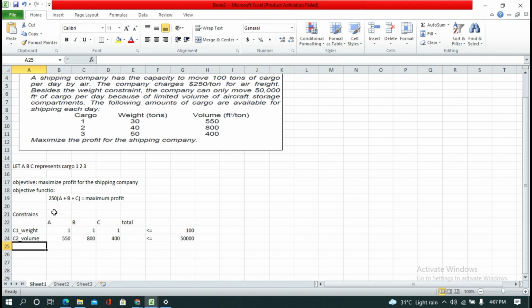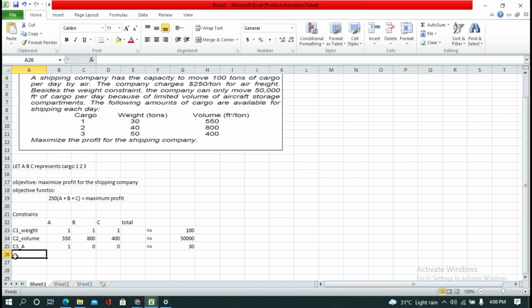And then our third constraint is for cargo 1, represented by A. It says that cargo 1 has a maximum weight of 30 tons. So for A we have 1, and for the other B, or cargo 2, and cargo 3 represented by C, it must be 0. And then for constraint 3, A must be less than or equal to 30.